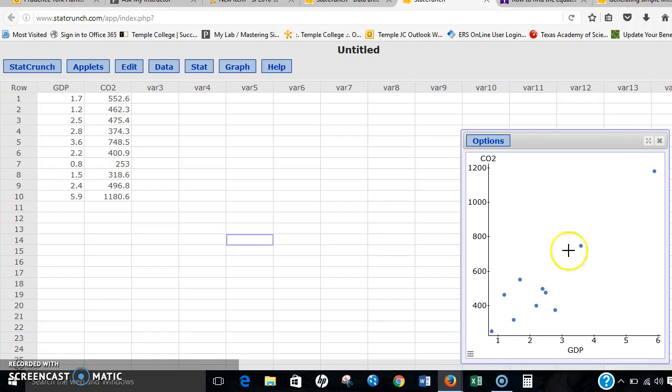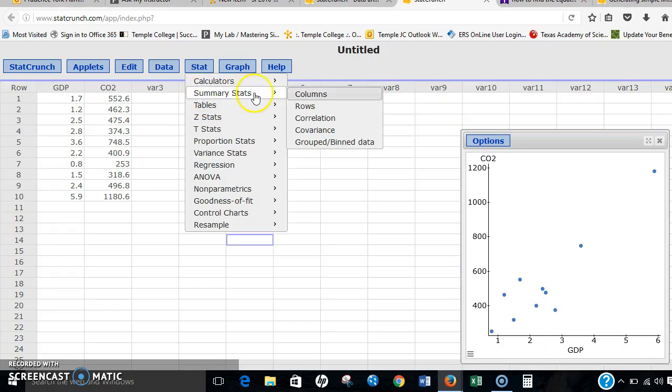Now, if you look at this scatter plot, it does seem that as the GDP increases, so do the CO2 emissions. And so it does look like it might be a positive linear correlation. It's somewhere between 0 and 1, but we need to figure out what that correlation coefficient is for this particular type of data.